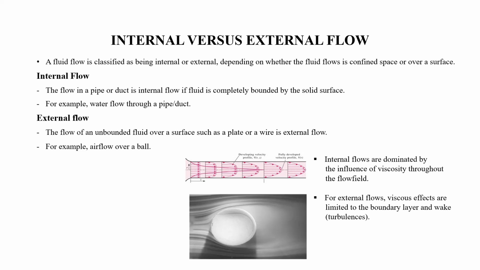Internal flows are dominated by the influence of viscosity throughout the flow field. In comparison, external flow is a flow of unbounded fluid over a surface such as a plate or a wire. For example, airflow over a ball. For external flows, viscous effects are limited to the boundary layers and wake turbulence.